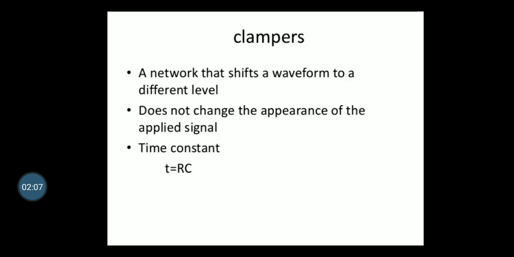Clampers. A clamper is a network that shifts a waveform to a different level. Hence, the clamper is also called an amplitude limiter. It is also a DC inserter or restorer. The circuit is used to add a desired DC level to the output voltage. So, a clamper circuit is used to add a fixed voltage level to the maximum or minimum value of the input signal.